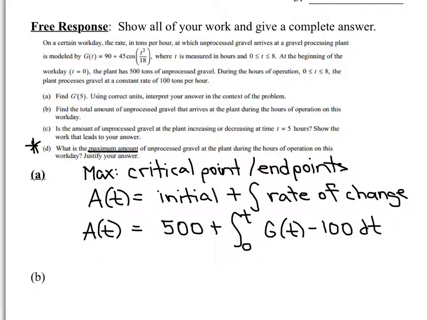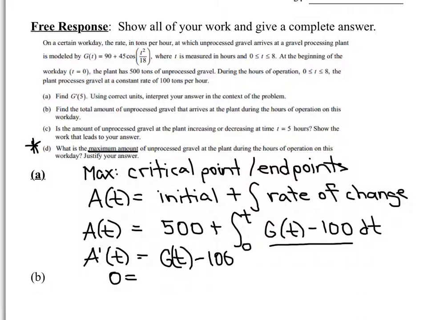Now to take the derivative of this, the derivative of 500, a constant, is 0. The derivative of an integral is the integrand. So the derivative of the amount of unprocessed gravel would be g of t minus 100. And if we set that equal to 0, that is where we will find our critical point.